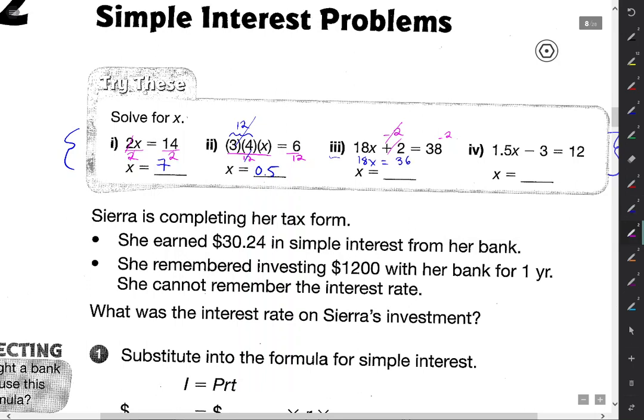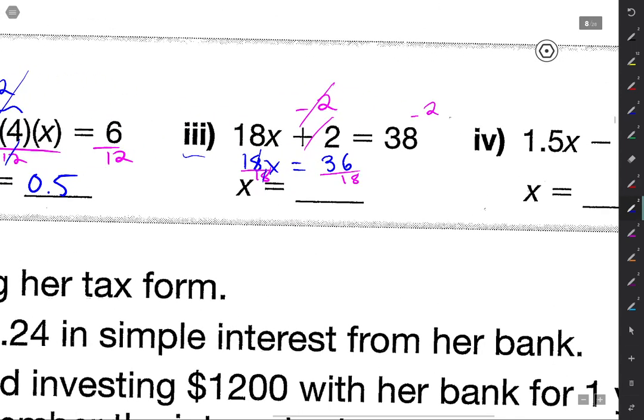And then we would finally divide by 18 on both sides. Sorry, it doesn't fit in here. So that would cancel this 18 out. And we would end up with 36 divided by 18, which is 2. So x is equal to 2.